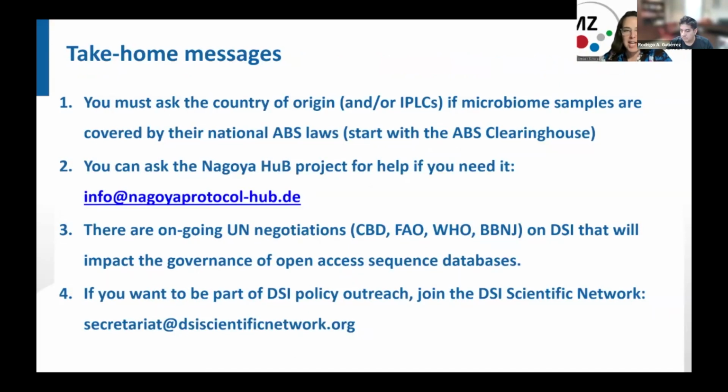And then on the DSI topic, you should know now that there are ongoing UN negotiations under 4 different fora that will impact the governance of open access sequence databases, and that life as you know it in terms of open access to sequence data will not stay the same as it has been so far. And if you want to be part of policy outreach on this topic, please join the DSI Scientific Network at that email address.